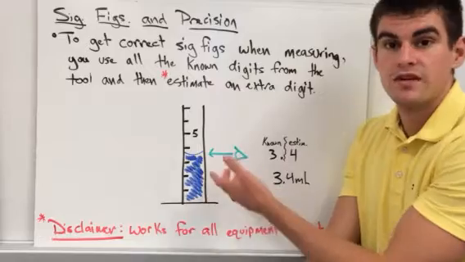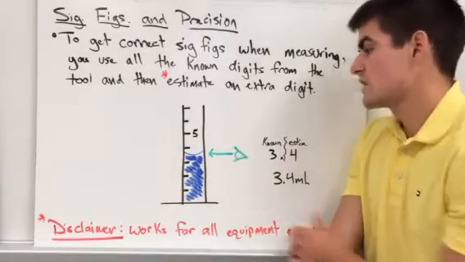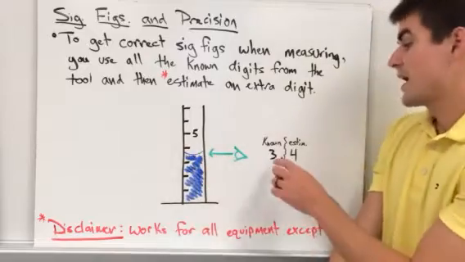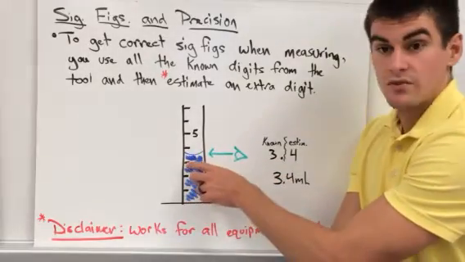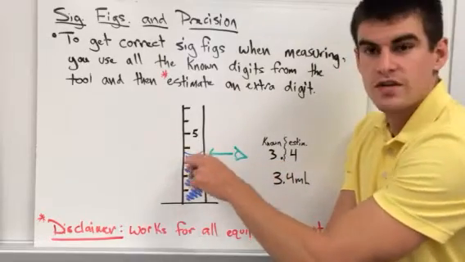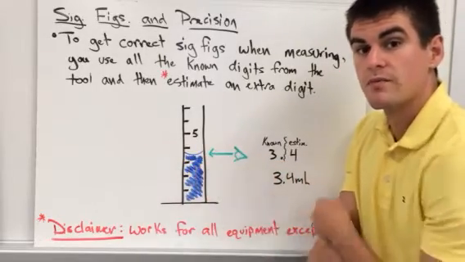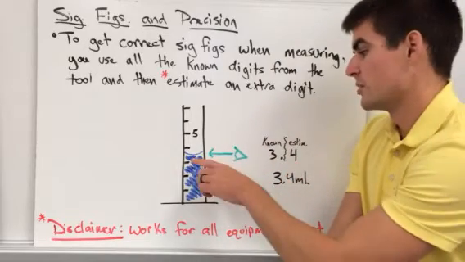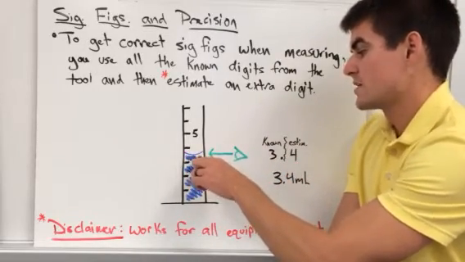To give you an example, a graduated cylinder. In this case, the graduated cylinder is marked every 1 milliliter. So I know that this is 3, and that's my known. Then there aren't graduations in between. Some pieces of equipment have graduations in between, and then we could get another digit. But since there aren't, I can make an estimate.